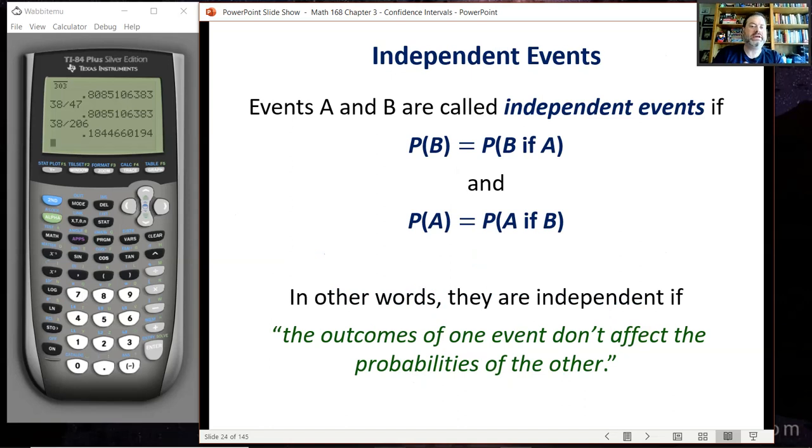Independent events. Events A and B are called independent if the probability of B happening is the same as the probability of B given A, and the probability of A is the same as the probability of A given B. A lot of folks have trouble with this definition. An easier way to think of it is in green at the bottom: the outcomes of one event don't affect the probabilities of the other. Independent means they have no effect on each other. So think about that, okay?